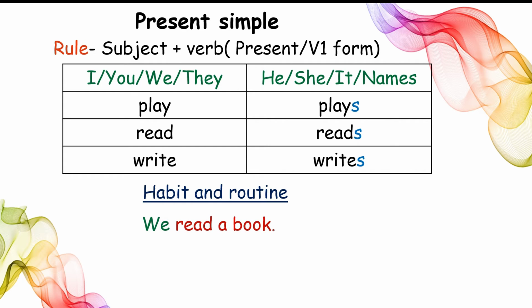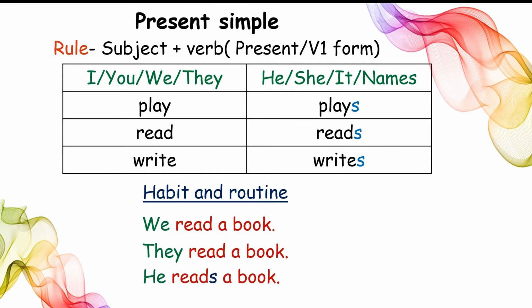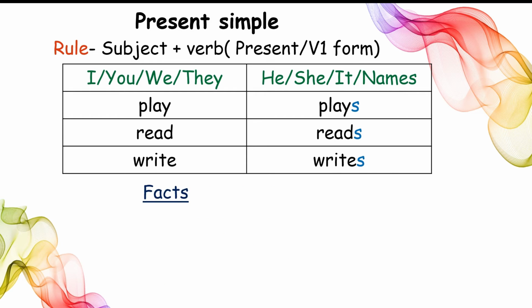We read a book. They read a book. He reads a book. Once again, the verb in the third sentence adds an S to it because the word he is in third person singular form. Next, we have examples of sentences based on facts.